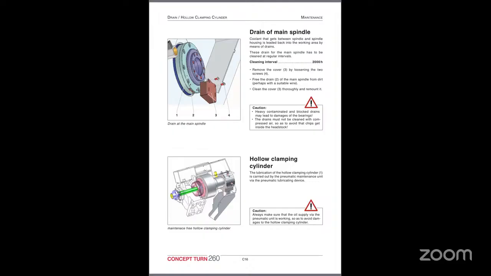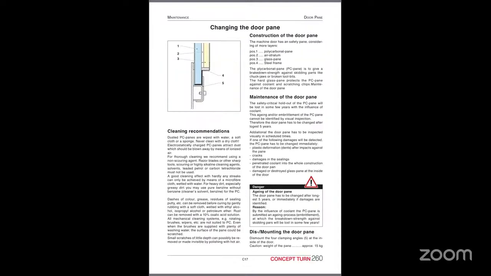Hollow clamping cylinder: check pneumatic cylinder, check any air leakage or operation and clamp force. Door pane. Machine window, polycarbonate safety window. Check any cracks or scratches or any visibility issues. Replace the door if the door is having crack or if the visibility is poor.